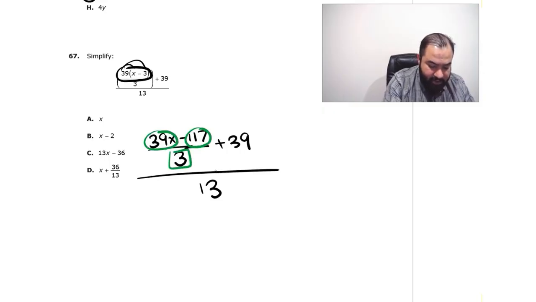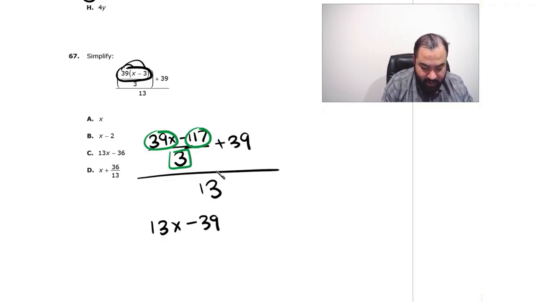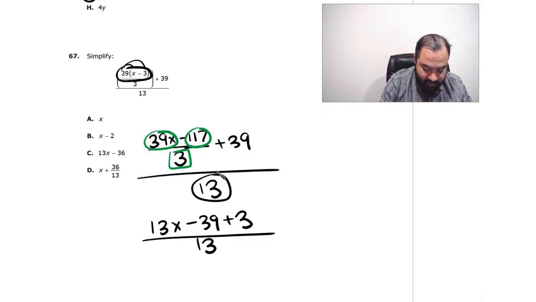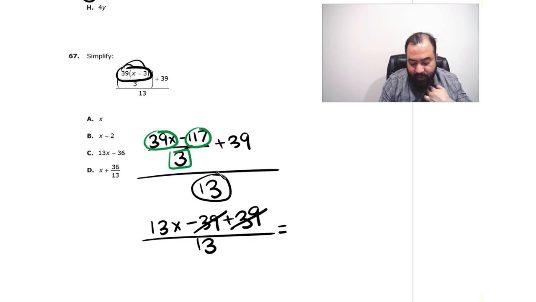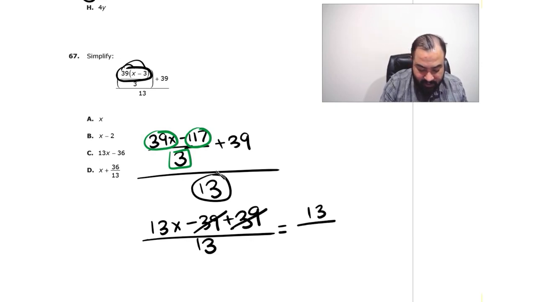Okay, so let's see, 39 divided by 3 is 13x, and 117 divided by 3 is 39, because when we multiply 39 by 3 we get 117, and then we have a plus 39 here, and at the bottom we have another 13. Don't forget that. Now this 39 is a negative, that one is a positive, so it becomes 0. So we have just 13x on top, 13 on the bottom. We can take out the 13s. All we have is x.